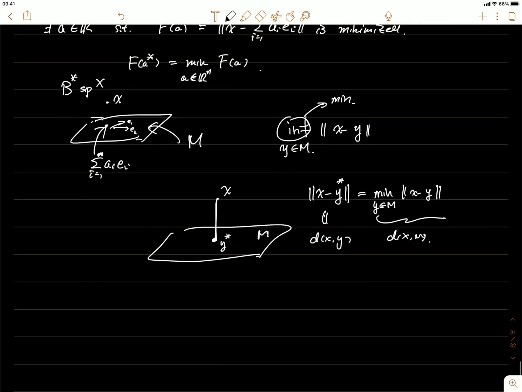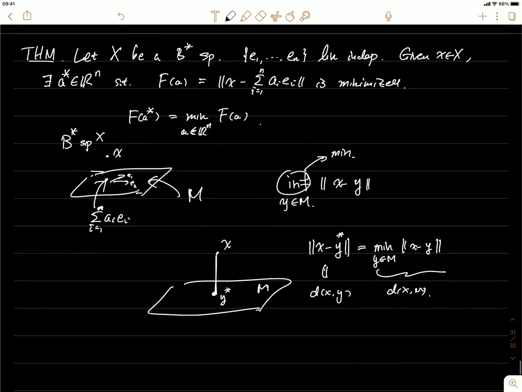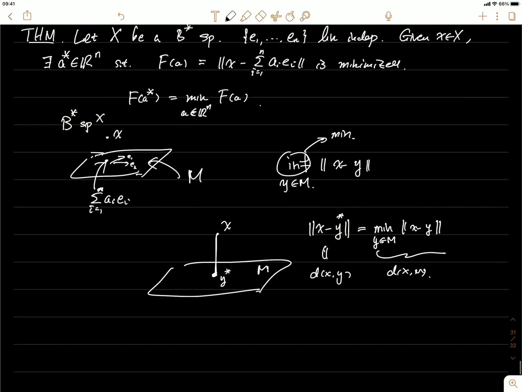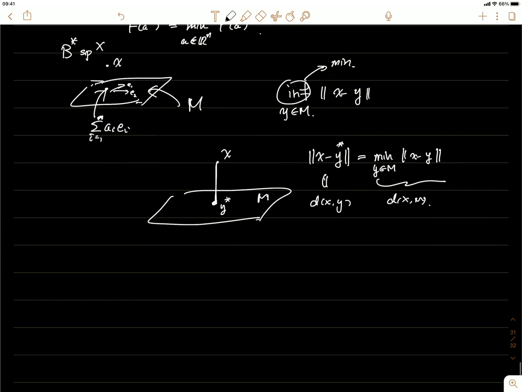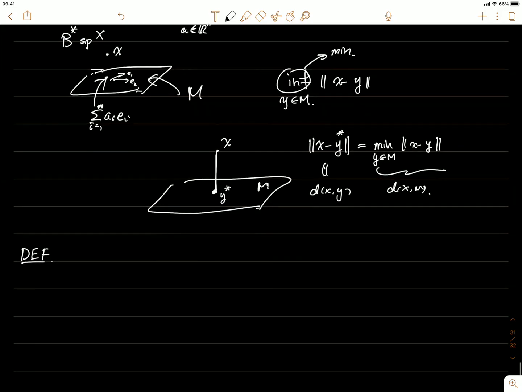So we answered the question about the existence of such a minimizer. Another question is whether this minimizer is unique or not. In general, this minimizer is not necessarily unique, but we're going to give a sufficient condition to show that such a minimizer is unique.